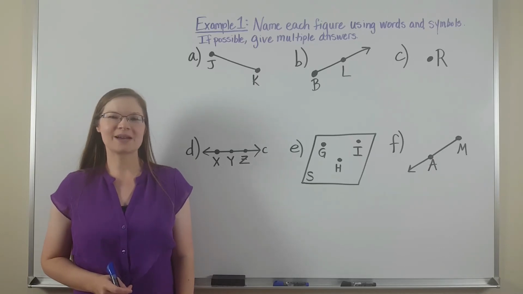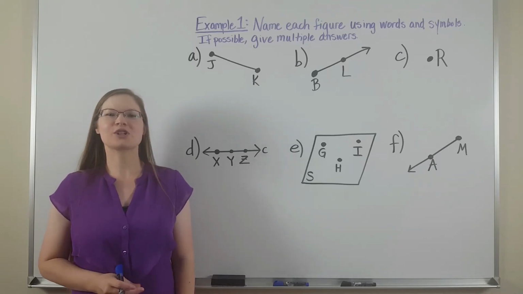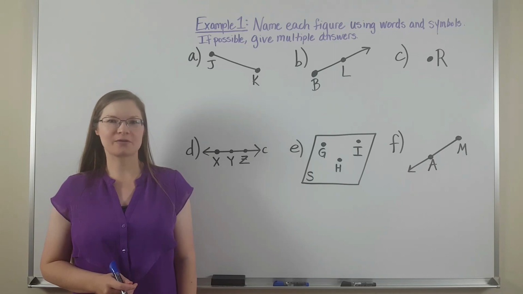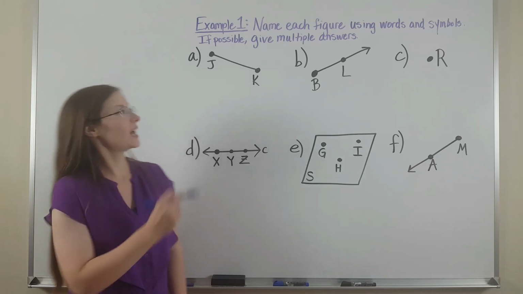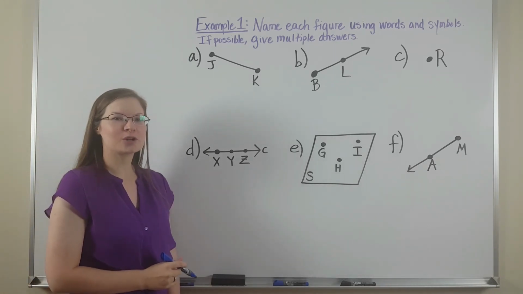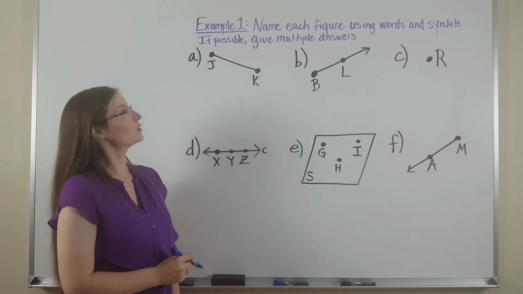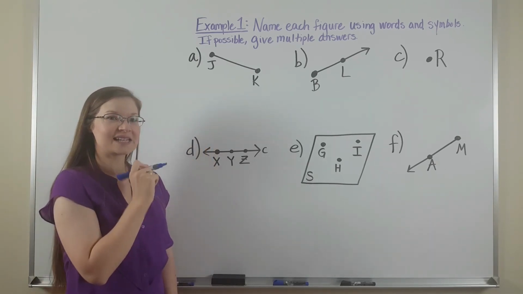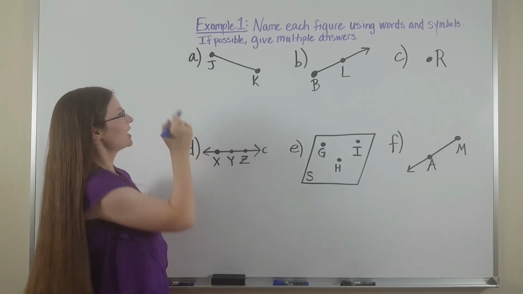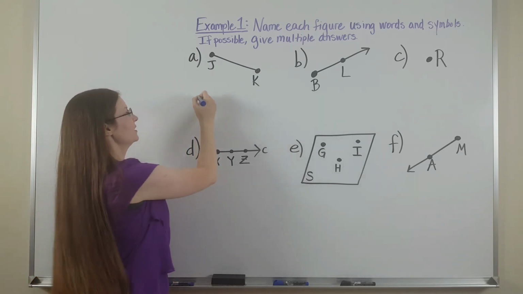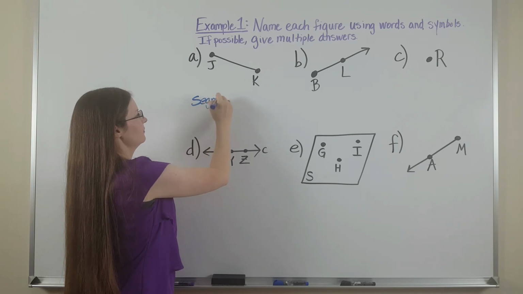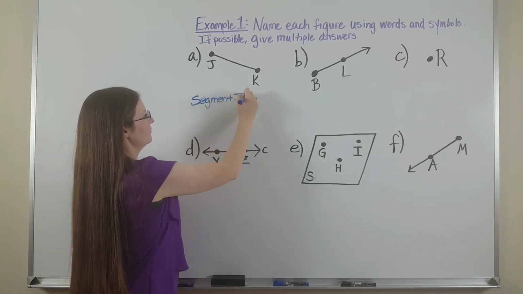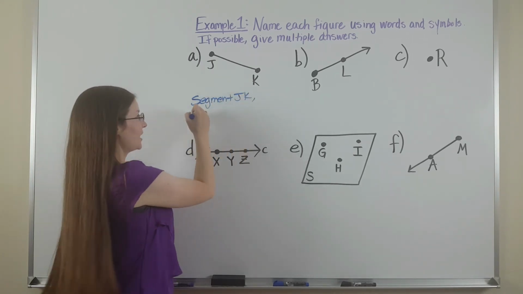Let's take a look at example 1. Example 1 is going to give you just a little bit more practice on naming figures. The directions say, name each figure using words and symbols. If possible, give multiple answers. On letter A, this is a segment. We could call it segment JK. Or segment KJ.